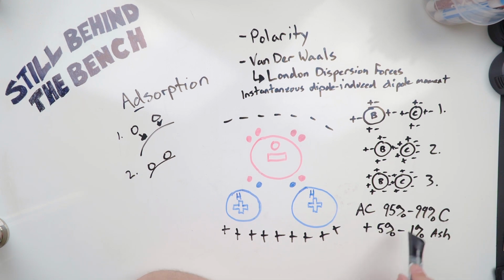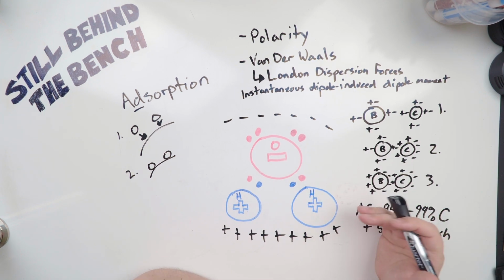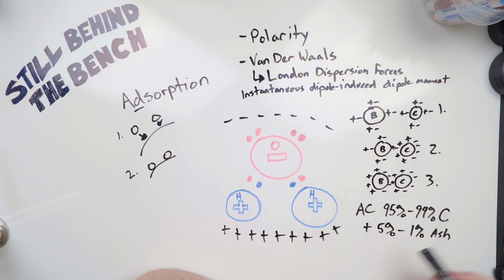It's still full of inorganic material. That stuff doesn't combust, or doesn't pyrolyze, is what I should say. So what they'll do is called an acid wash, and it will dissolve a lot of the compound, but not all of them. Some of them are stuck deep down inside, and so typically between 5% and 1% will be ash.